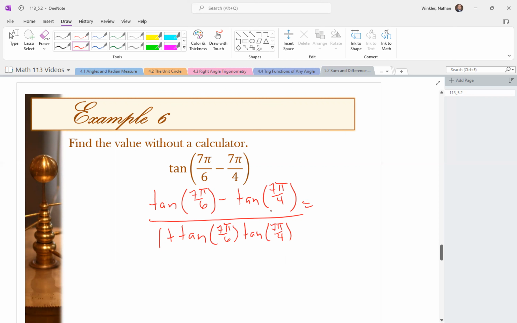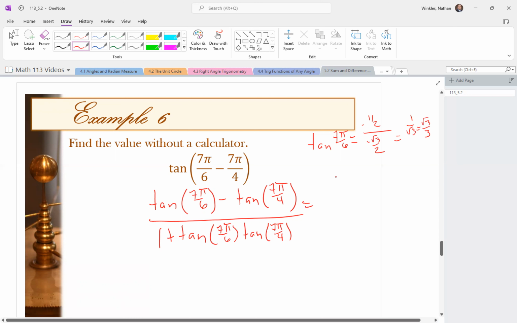So tangent of 7 pi over 6. Let's do a little side work here. So tangent of 7 pi over 6 is equal to -1/2 divided by -√3 over 2. So that's 1 over square root of 3, which is the same as square root of 3 over 3. So we have square root of 3 over 3 minus the tangent of 7 pi over 4, which is going to be -1.